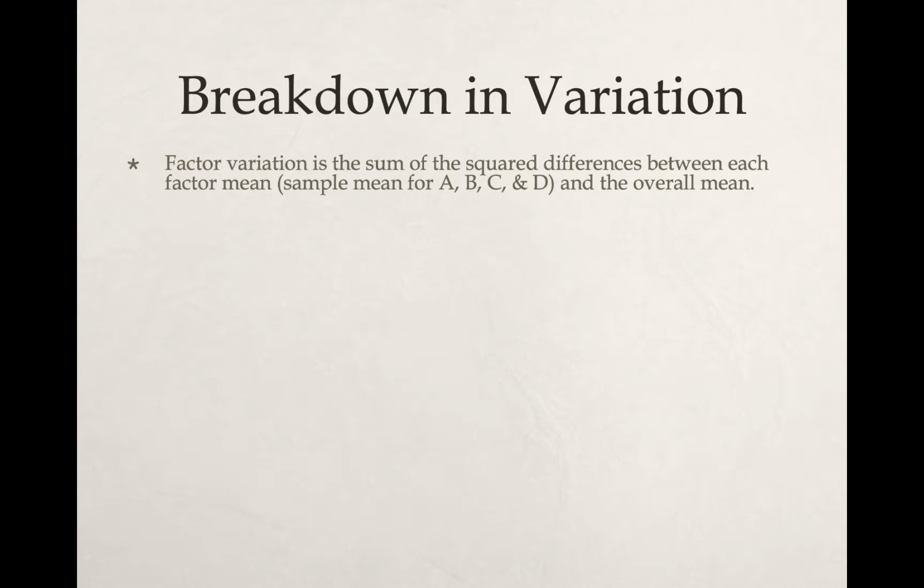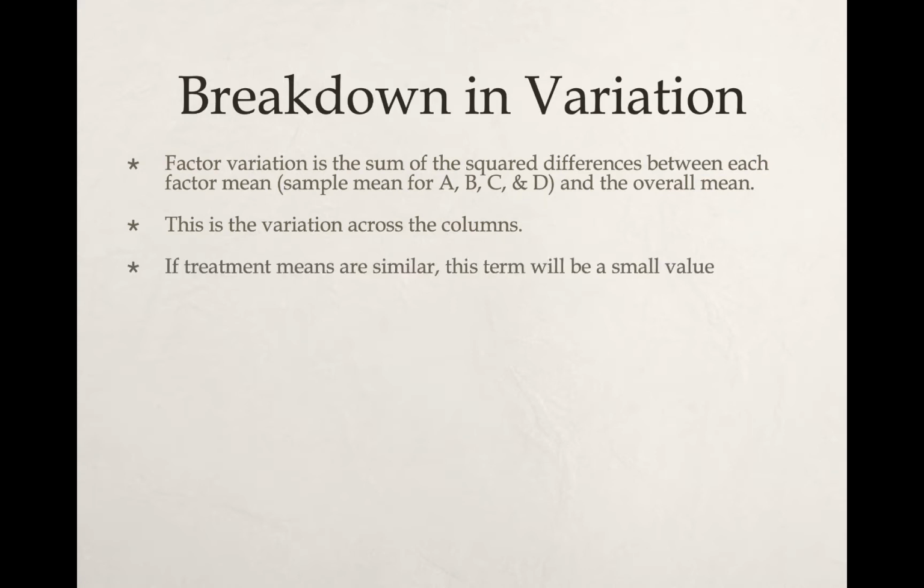Factor variation is the sum of the square differences between each factor mean and the overall mean. So how much does A vary? How much does B vary? What this is giving us is the amount of variation explained by the group alone. If we had a column A, a column B, column C, and so forth, this would give us the variation across the columns, if you want to think about it that way.